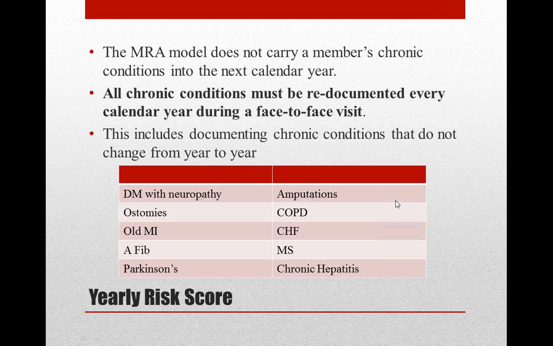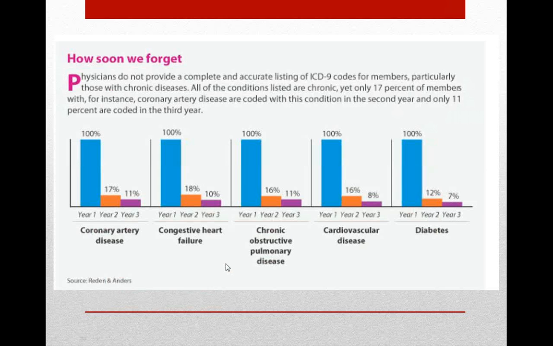Diabetes with neuropathy, amputations. According to Medicare, January 1, that amputation no longer exists unless you code it. CHF, MS, AFib, Parkinson's, all of these. This is a good example of why this is a big issue.